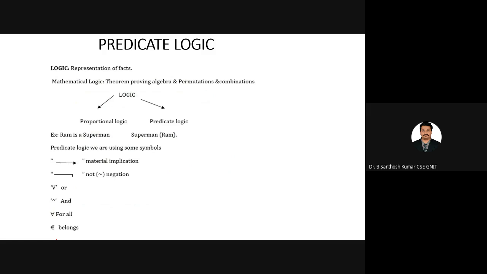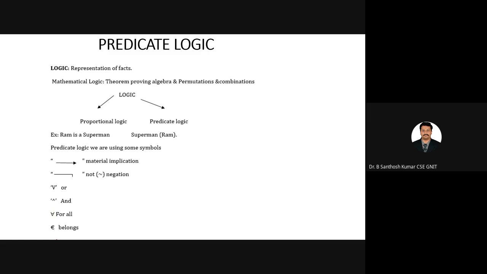Then the next one is predicate logic. These two, propositional logic and predicate logic, play the vital role in sentence formation. Logic is a representation of facts. In mathematical logic, theorem proving, algebra, or permutations and combinations, we use this. Logic is divided into two types: propositional logic and predicate logic. For example, in propositional logic we say Ram is a Superman. In predicate logic we represent Superman(Ram), which implies that Ram is a Superman.